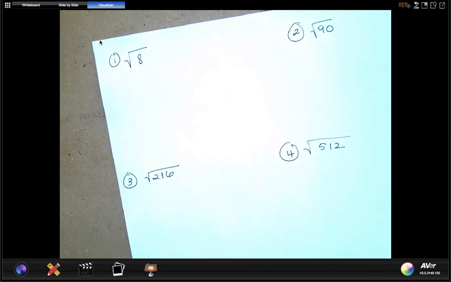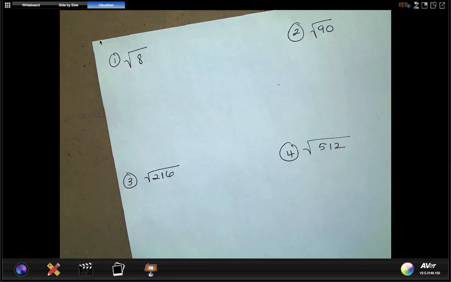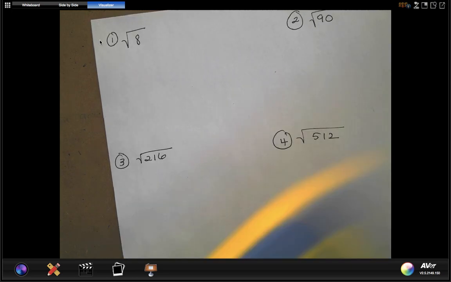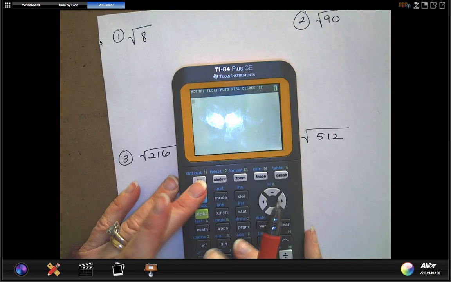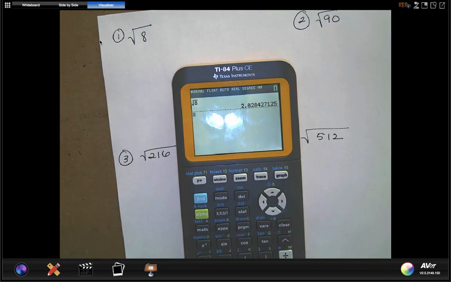All right, simplifying radicals. On the back of this worksheet, I've got 4 problems just to start us off fresh. So, square root of 8. I can't take the square root of 8. If I try to take the square root of 8, I'm not going to get a nice number. So instead of rounding, sometimes we want the exact answer. So I simplify the radical.